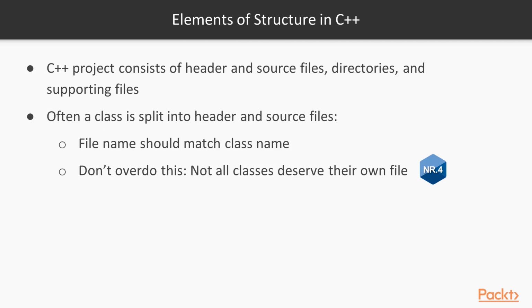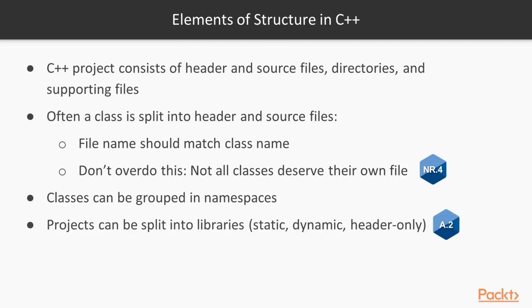Don't do this for every class. Otherwise, you would end up in a situation where you have many tiny files, and it's going to be somewhat hard to maintain. Even the C++ core guidelines include a point that placing each class into its own file is not a rule and not a guideline. Classes, of course, can be grouped in namespaces, and the C++ core guidelines do recommend splitting your projects into separate libraries to promote code reuse, of course.